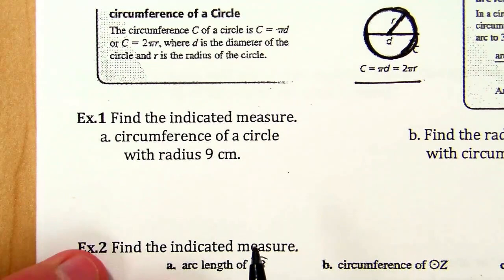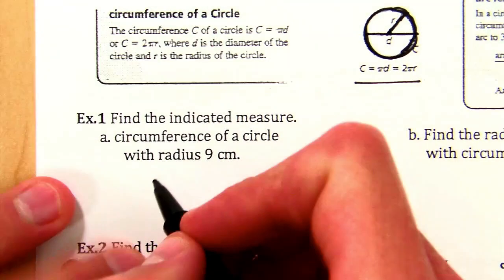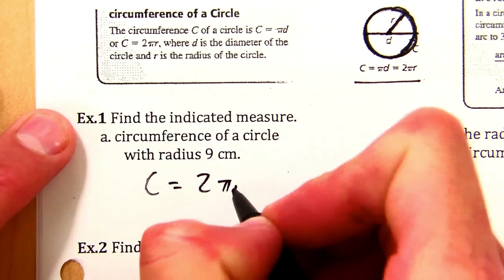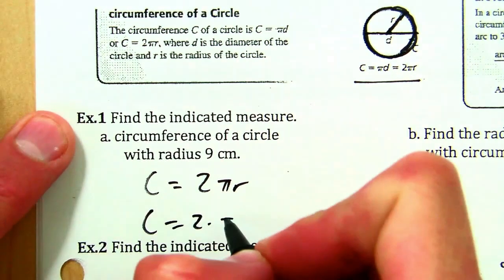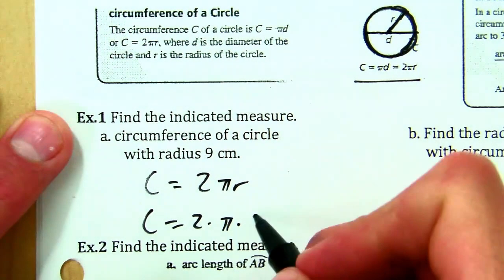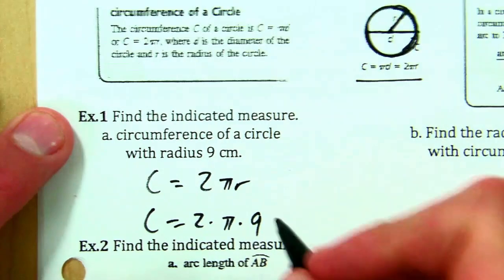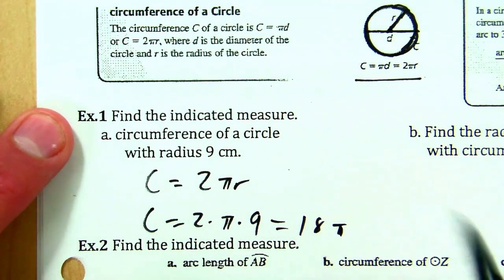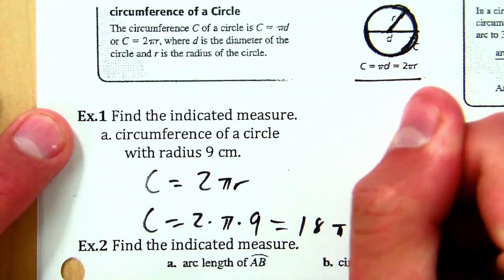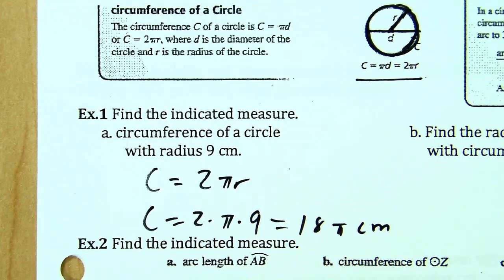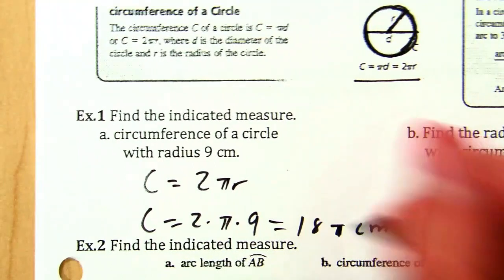Okay, so let's do a couple of these examples, straightforward. Circumference of a circle with radius 9. Well, circumference is 2 times pi times r. Okay, the radius is 9. 2 times 9 is 18. And you can leave your answer in terms of pi, so 18 pi centimeters. You don't actually have to go through and multiply 18 by pi. You can just leave it as 18 pi. Okay.